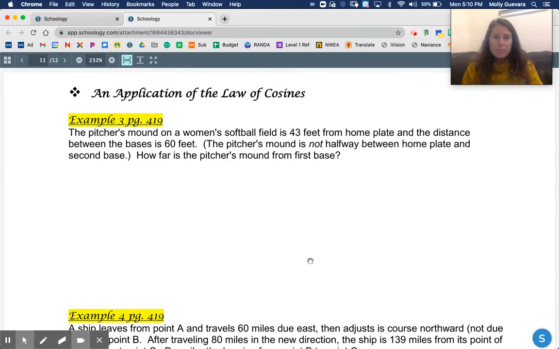A pitcher's mound on a women's softball field is 43 feet from home plate, and the distance between the bases is 60 feet. Pitcher's mound is not halfway between home plate and second base. How far is the pitcher's mound from first base?